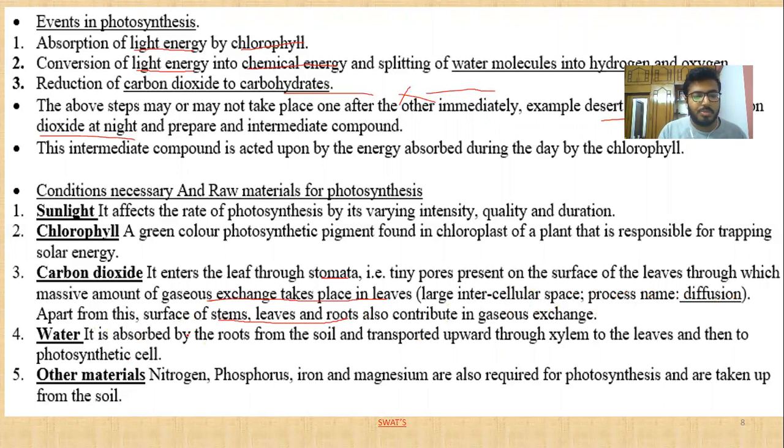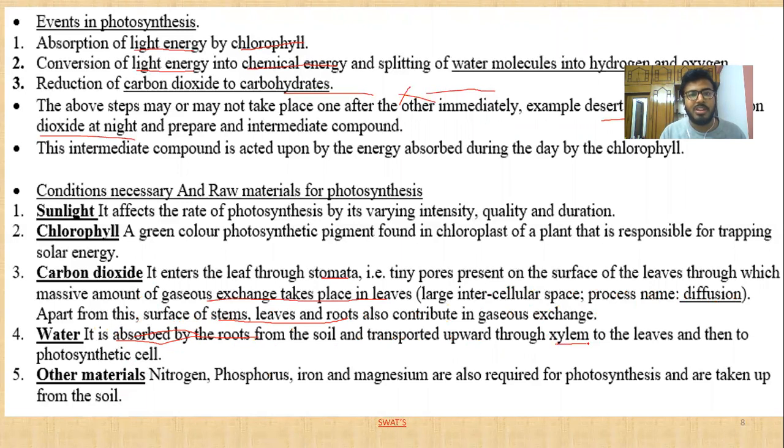Water is absorbed by the roots. So remember, from the next time onwards, don't drop water on the leaves. You have to drop the water on the roots. Drop it only on the root side, because they will be absorbing the water from the roots only. There is no opening from outside in the leaves. So it is absorbed by the roots from the soil and transported upward through the xylem.